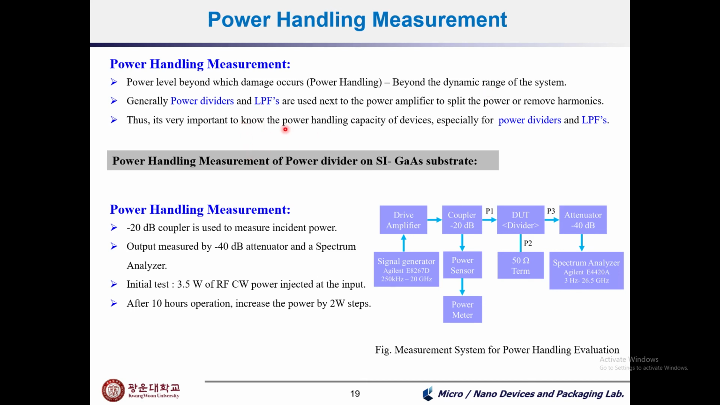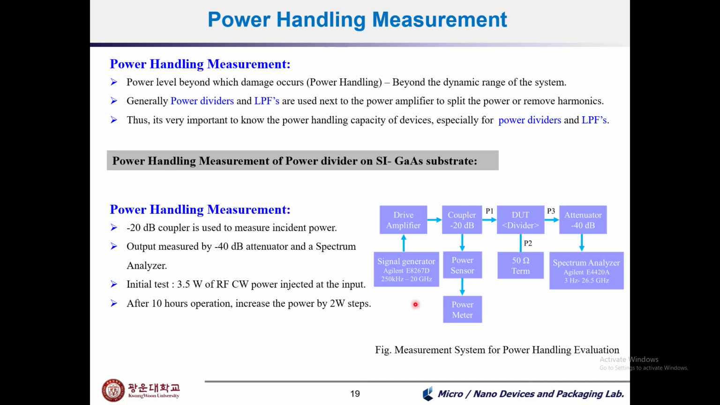In order to minimize the losses due to damage that may occur due to the power level, generally power dividers and low pass filters are used next to the power amplifier, so they can split the power or remove any harmonics. So it is important to know the power handling capability of the device, especially in case of the power divider and the low pass filter. This is the typical measurement system block diagram for the power handling evaluation of the power divider, which is fabricated on the silicon gallium arsenide substrate.